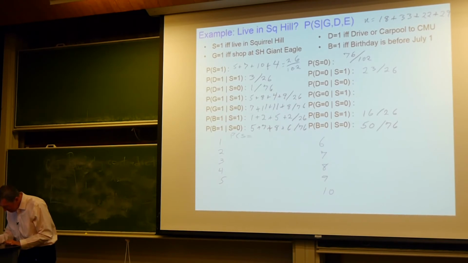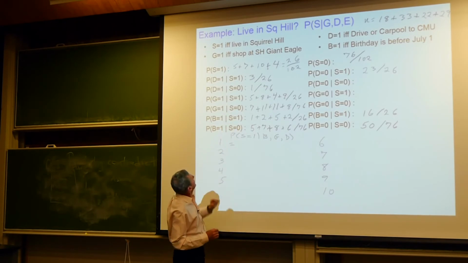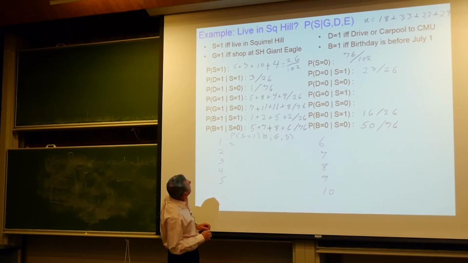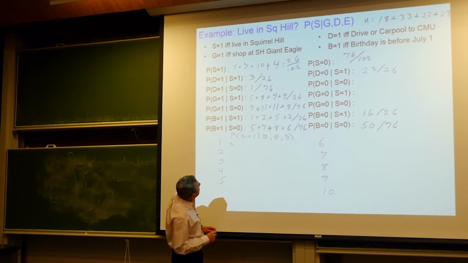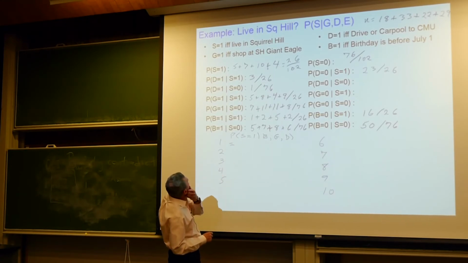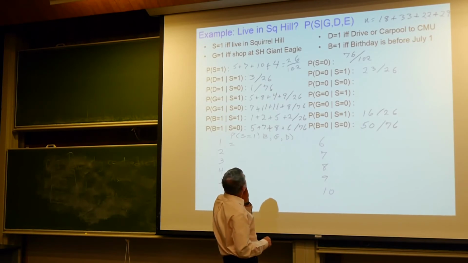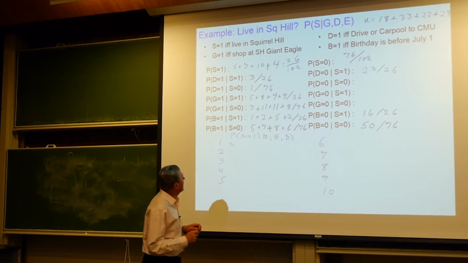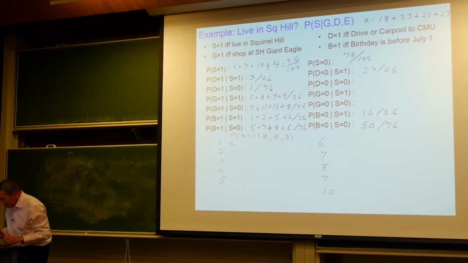Okay, so for number 1, it's 0. We did have a 0 somewhere, right? No, we had a 1 out of 76. Isn't there a 26 out of 26, which would lead to a 0? P of G equals 1 given S equals 1? So that would make P of G equals 0, S equals 1. Which means that if they don't stop at Giant Eagle, that leads to a 0 probability that they live in Squirrel Hill, right? Wow. Okay. Well, we did get that problem.